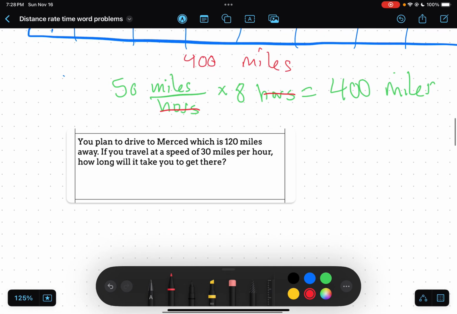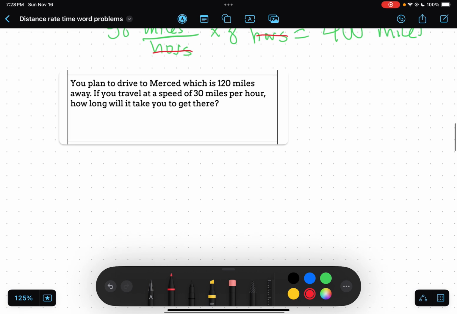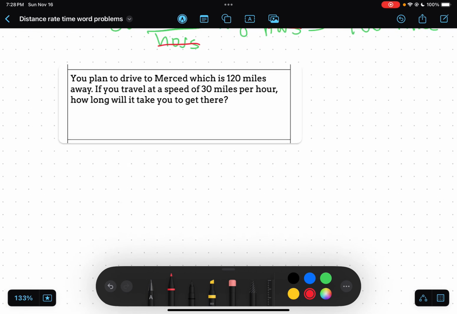Try to pause the video actually and just see if you can solve this one and think about what shortcut you'd be using here. What are they telling us and what do we need to find out? So you plan to drive to Merced, which is 120 miles away, and you're traveling 30 miles per hour. So how long will it take? So I'm looking for an answer of how many hours it will take me.